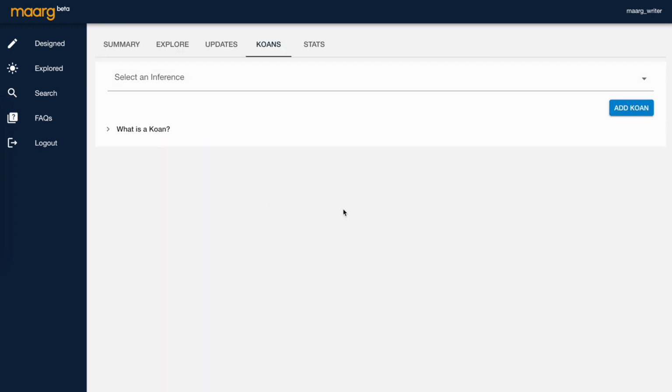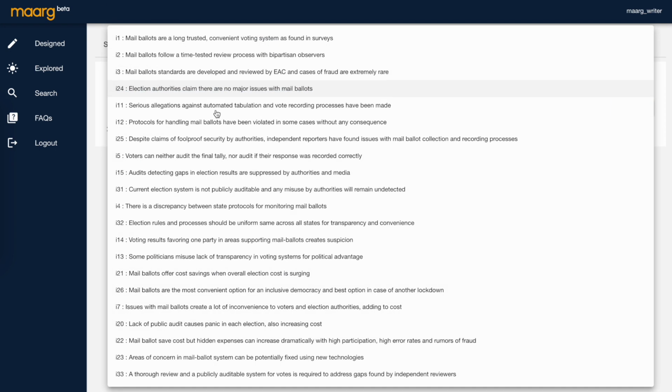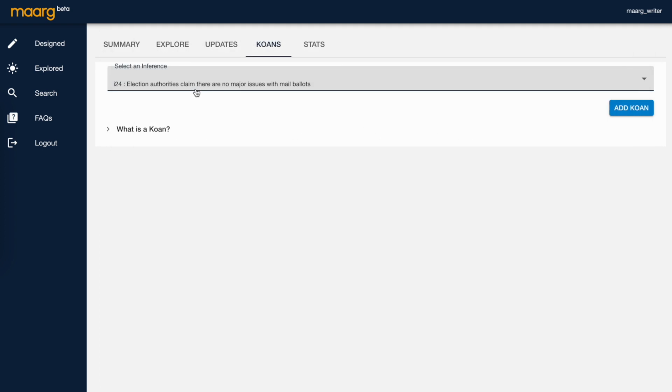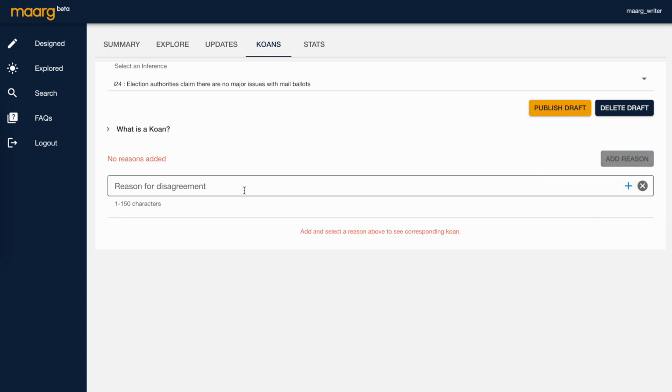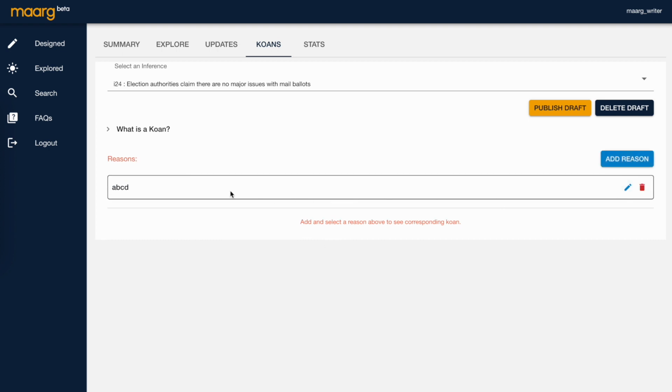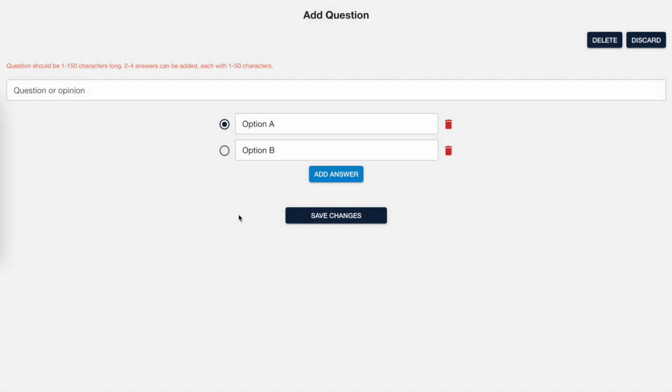So back to the editing section, you can see you can select any of these inferences, and then you can add a koan. Based on the koan, as I was saying, you can add different reasons, and for each reason, for example, if I write this reason, you would be able to add a series of questions and select which are the right answers for those.